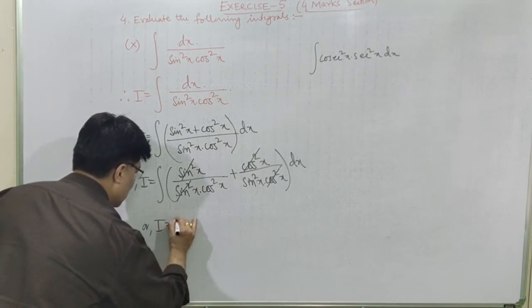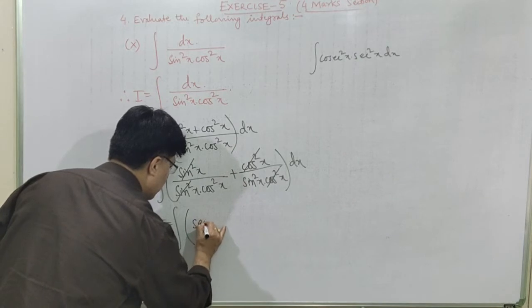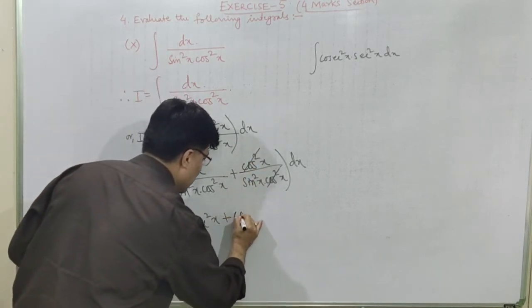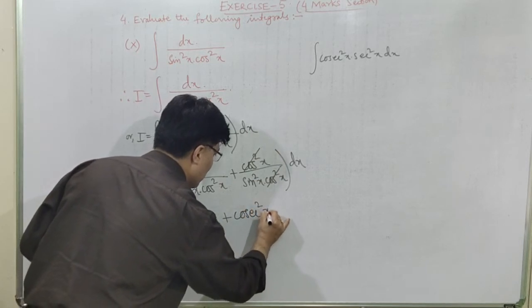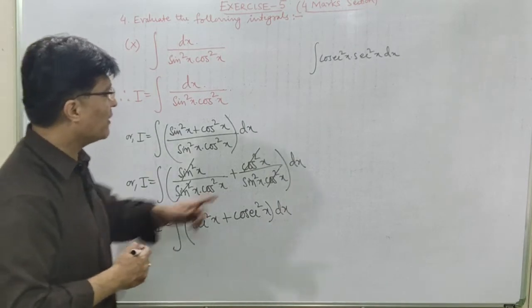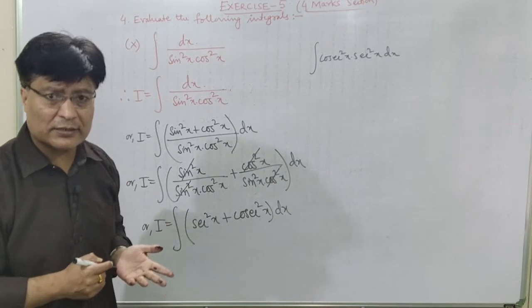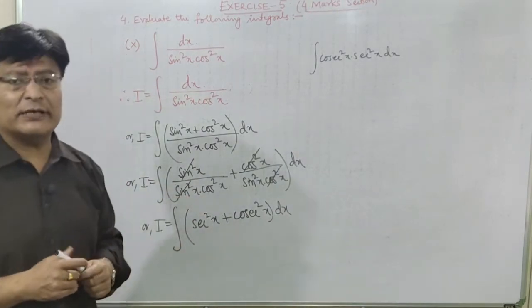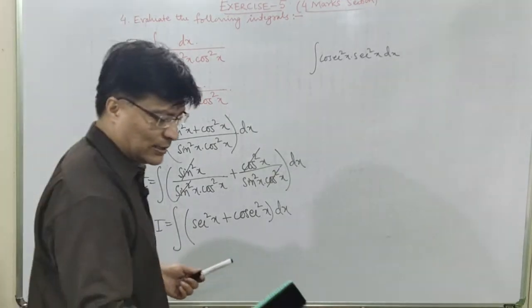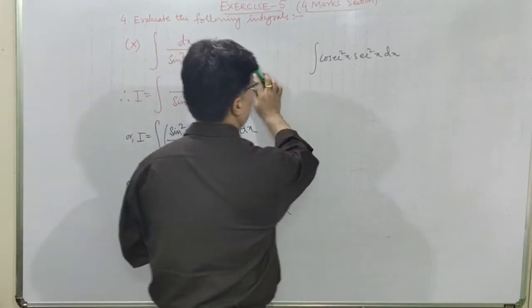Or I is equal to integration of within bracket. What is 1 by cos square x? This is your sec square x plus, what is 1 by sin square x? This is your cosec square x, bracket close, dx. Now we can separate it. But if you write cosec square x into sec square x dx, you cannot separate them because this is the product. So you can separate the term when there is addition or subtraction. Okay, so let us separate the term here.